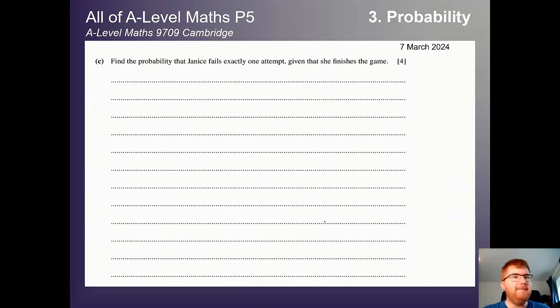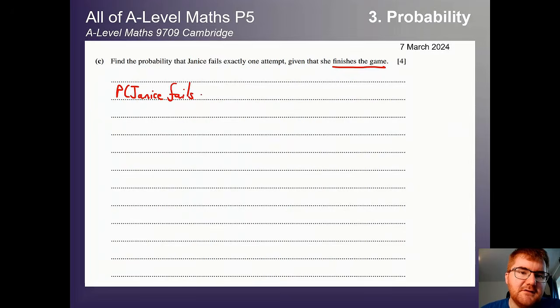Now, this is where it feeds in very nicely to part C. Whenever you're doing an A-level paper, you should try and read through the entire question. So when you look at it and go, I might need this probability to help me do this next part, because we're going to speed up this process for the 4 marks by using what we did in part B. So find the probability that Janice fails exactly once. So let's write that in. Fails exactly once. That's an important word.